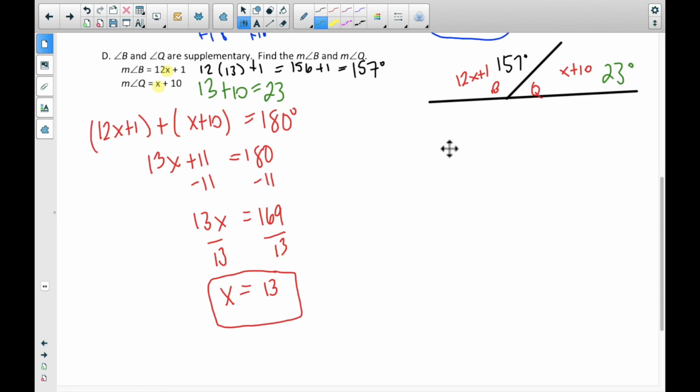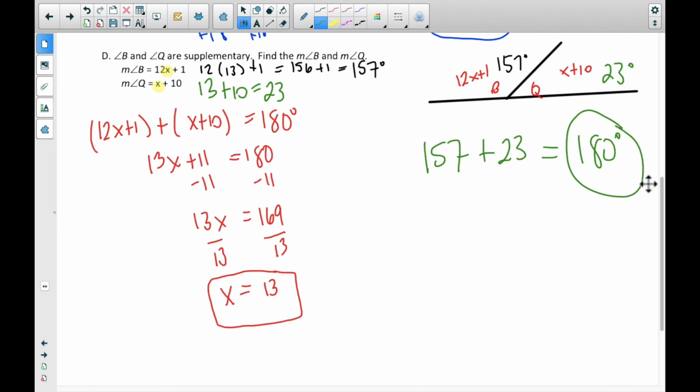And so now the question is, well, what is 157 plus 23? Hopefully it's 180. And so yes, on my calculator it does say that those add up to 180. All right, those are our first lesson on the three angle pairs, that is adjacent, supplementary, and complementary.